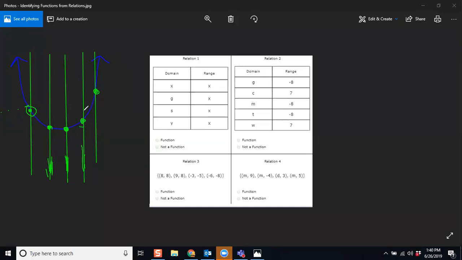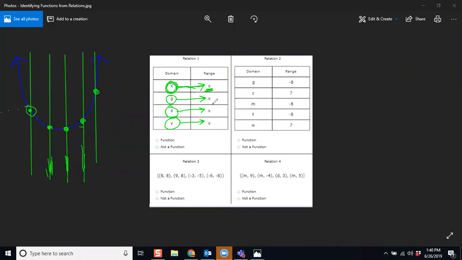And the problems come if you ever plug in a value and you can get two different possibilities. So look at this here. If I plug in an x for the domain, I will always get an x for the range. If I plug in a g, I will always get the same value. I plug in an s, I will always get x. If I plug in a y, I will always get x. So there's no issues there. It's always predictable. If I put in something for the domain, there's only one possible answer.